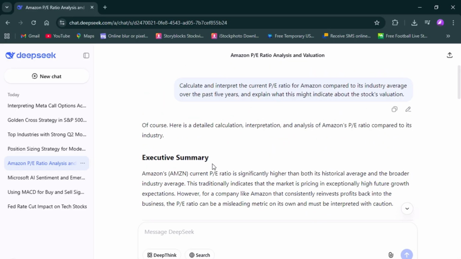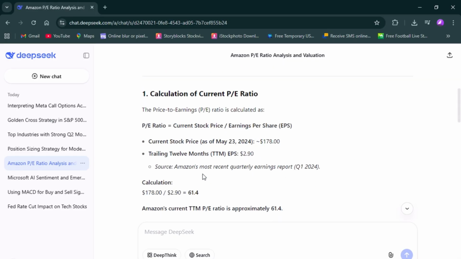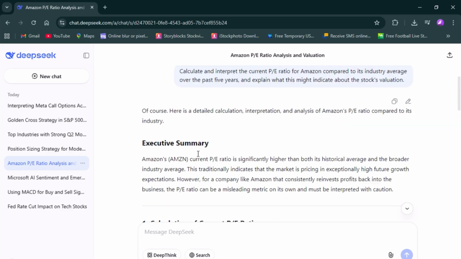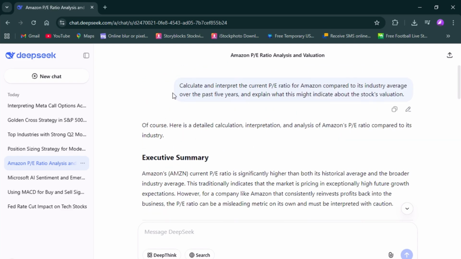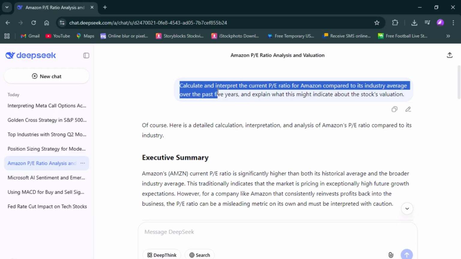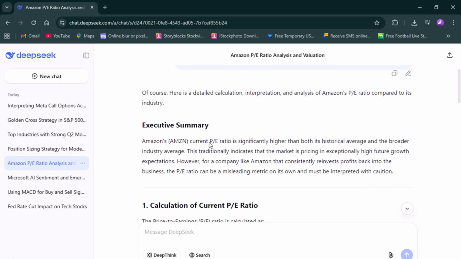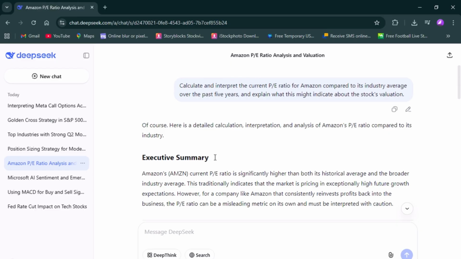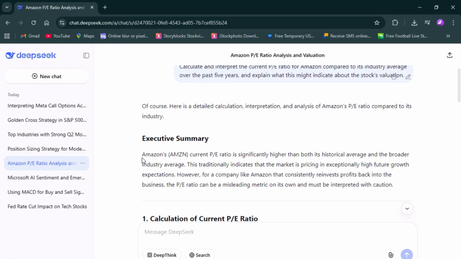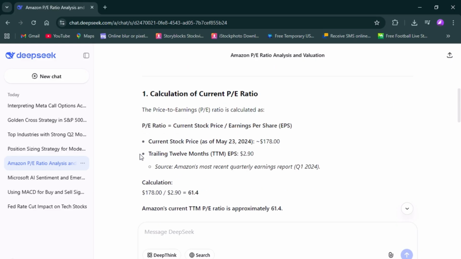You have the ability to upload financial documents such as annual reports, balance sheets, or income statements, and ask targeted questions. For example, "Calculate and interpret the current P/E ratio for Amazon compared to its industry average over the past 5 years, and explain what this might indicate about the stock's valuation," or "Identify any red flags in this company's cash flow statement over the past 3 years, and suggest what further investigation might be needed."